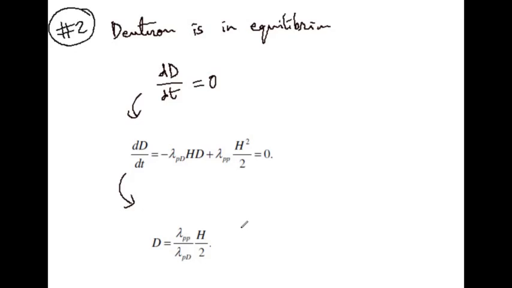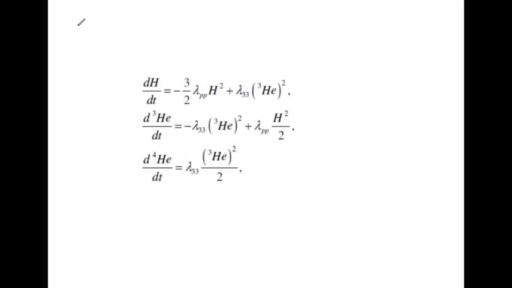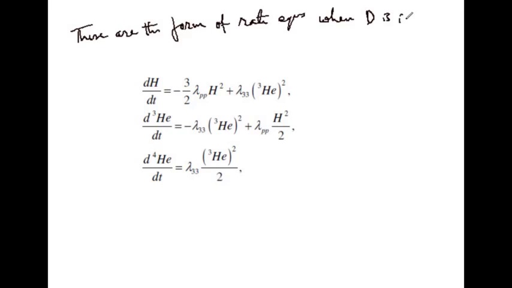equilibrium deuteron abundance. Fine. Now if we substitute this result in the other equations, then what we will get is this. So this is the form of the rate equations, right, when deuteron is in equilibrium. Of course, we have to add that since deuteron is in equilibrium, d/dt of deuteron concentration is equal to 0.